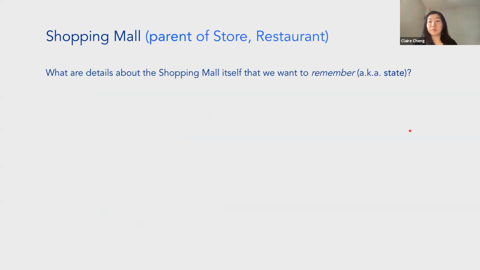To think about state, we want to think about what kinds of details about the shopping mall itself we want to remember. This is basically how we think about what things we want to store in the state. So does anyone have any ideas of things they might want to store in the state? Feel free to drop them in the chat. It's okay if you don't know.